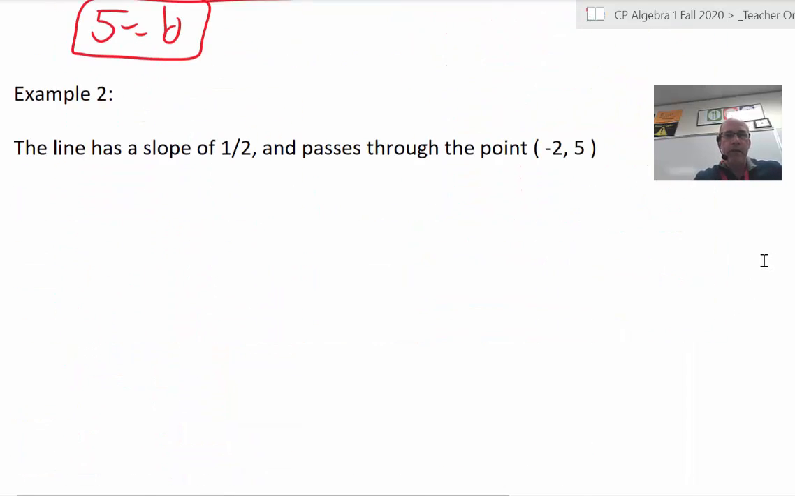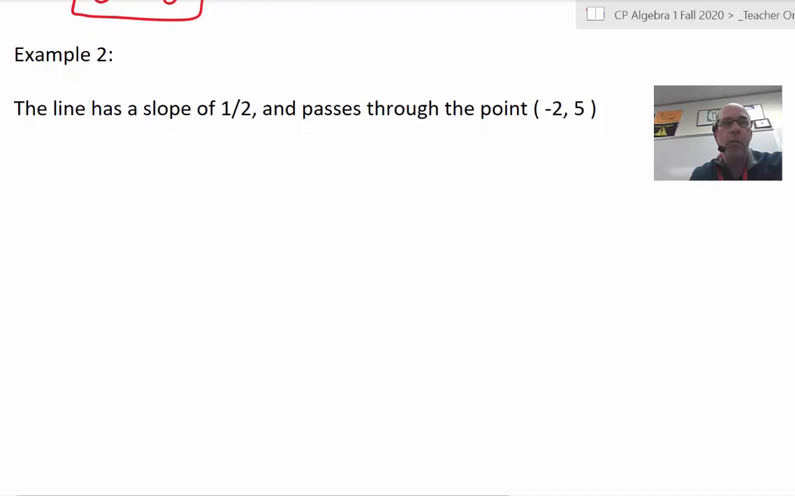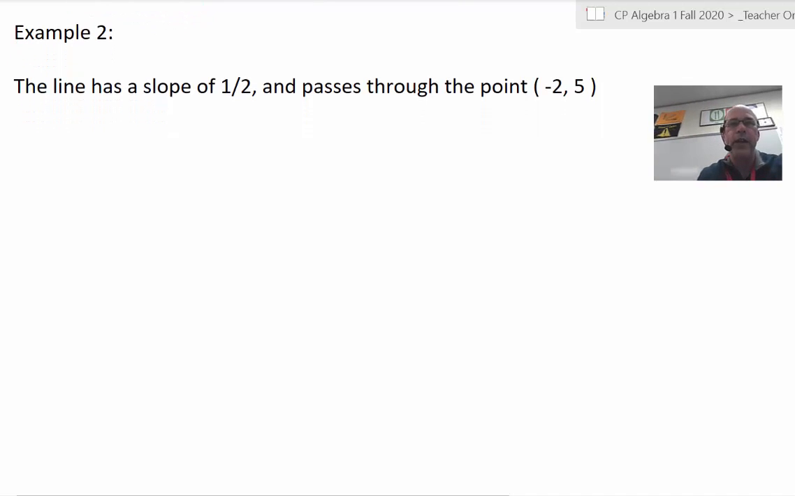Let's try a second one. All right, here's my second one. The line has a slope of 1/2, and they've given me a point it passes through, -2, 5. I always start off by writing y equals mx plus b.